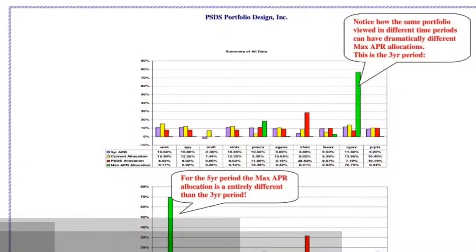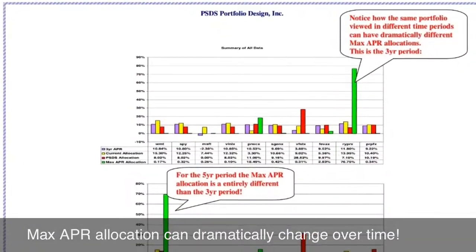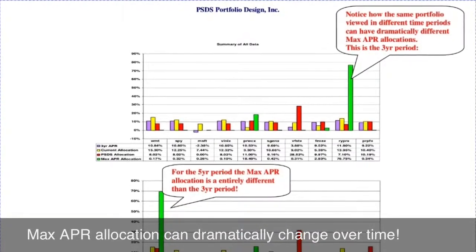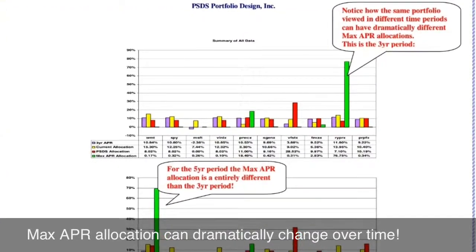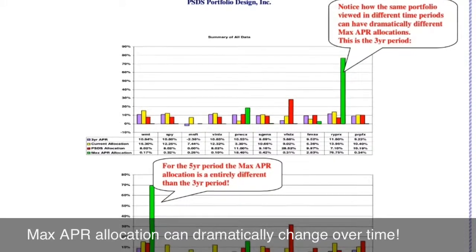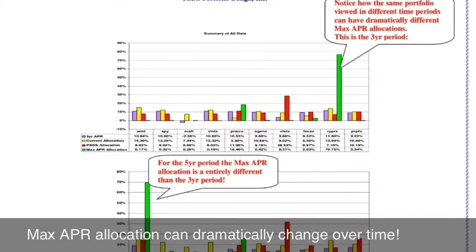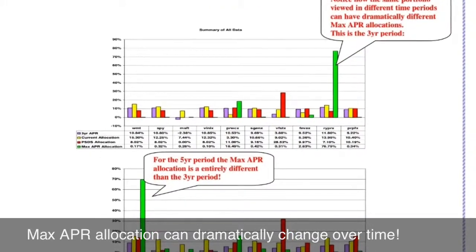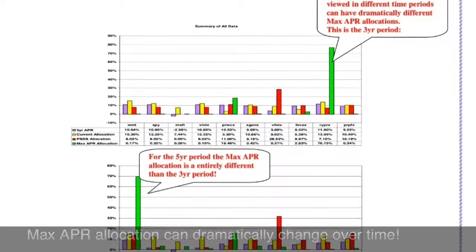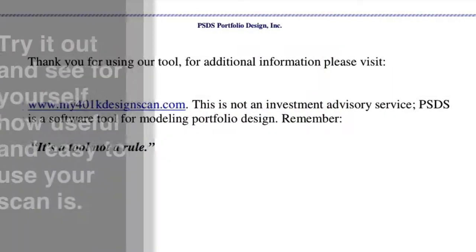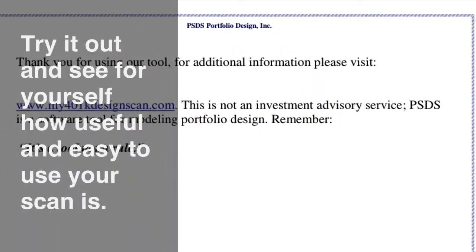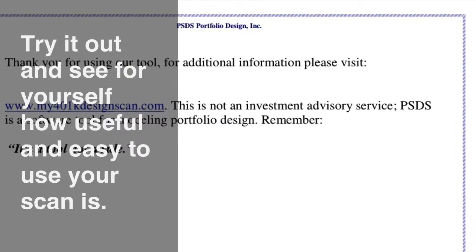Allocation decisions directly affect overall performance. While the max annual percentage return allocation has great returns, it is also highly concentrated and always changing, while other more balanced allocations tend to reduce portfolio risk, something to consider in your design. Information and understanding can only help you with your design decisions. Try a scan on your portfolio. You'll be glad you did.